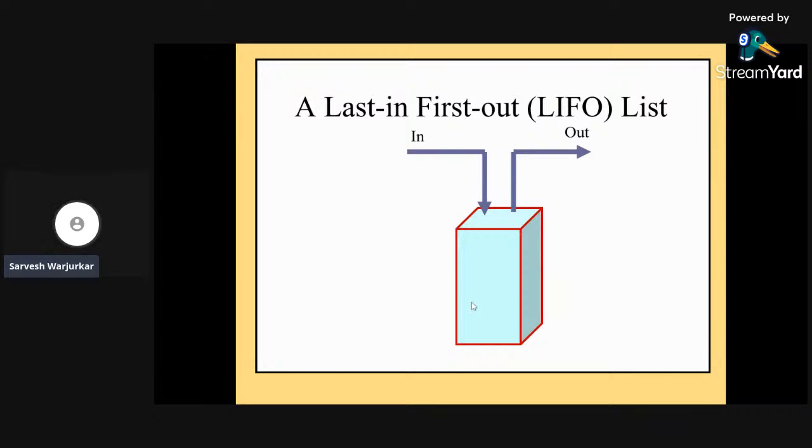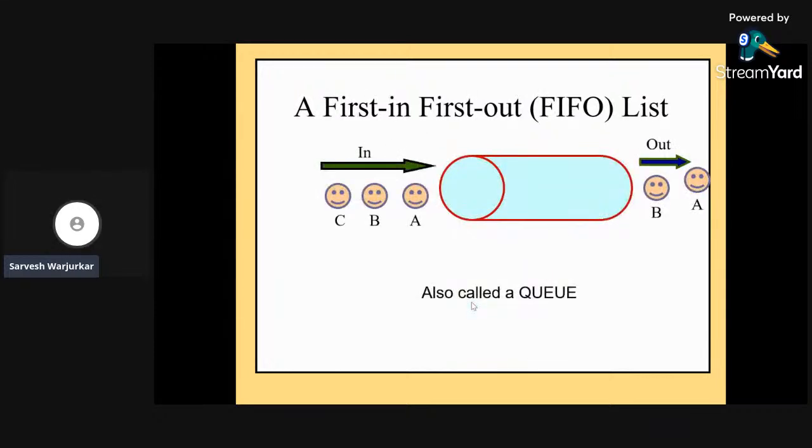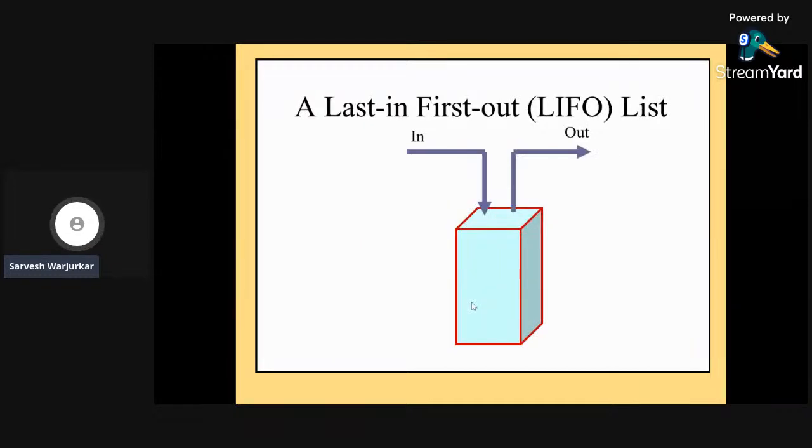Sorry, this is all about the structure of a queue, which follows the principle of first in, first out. The elements inserted in the linked list are like this: A, B, and C. Firstly, A enters the queue and gets out. B enters the queue, gets out. C enters and then gets out. This is also called a queue, first in, first out.